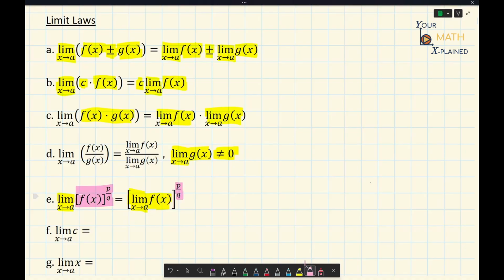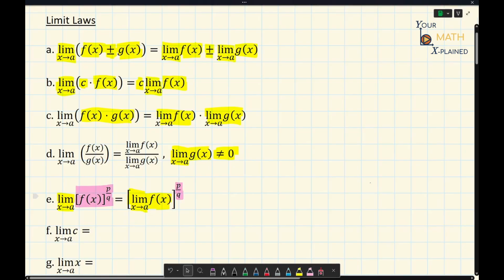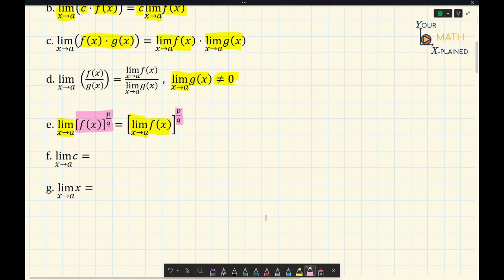Now the last 2, we didn't write down what they are, so we're going to be working through them. The first one is the limit as x approaches a of some constant c. So now imagine we have a constant function c. So let's go ahead and draw that.